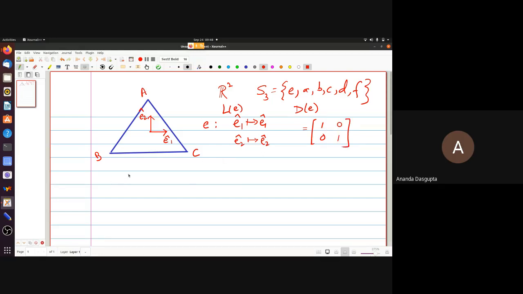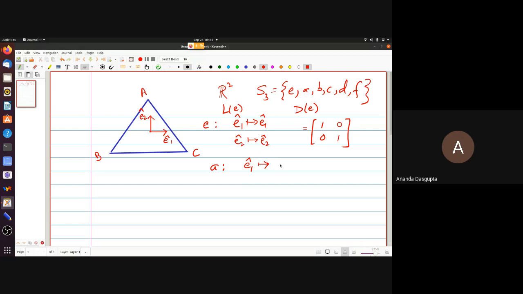But let's get a bit more non-trivial here. A. What does A do to E1? Please keep yourself unmuted at least so that you can answer. What does A do to E1? A, remember, is reflection in the median passing through the vertex A. This is a small a. The reflection in this vertical median. What does it do to E1?